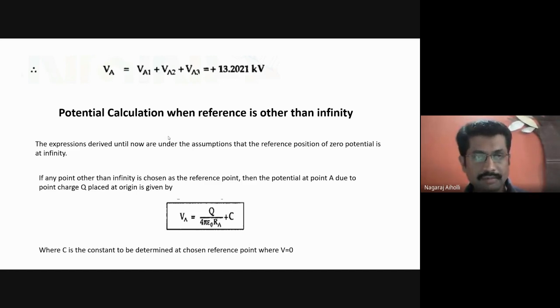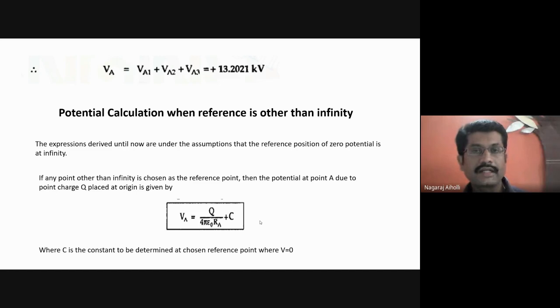The expressions derived until now are under the assumption that the reference position of zero potential is at infinity, where we know the potential is 0 volts. If any point other than infinity is chosen as the reference point, then the potential at point A due to the point charge Q placed at the origin is given by VA is equal to Q by 4 pi epsilon naught RA plus C. That is the constant we have to add here.